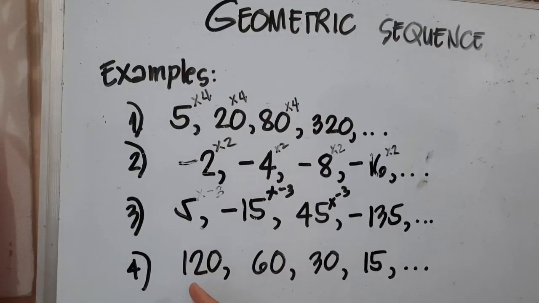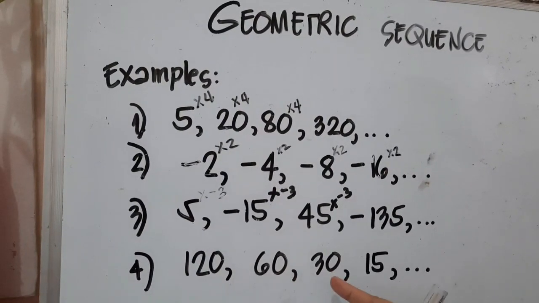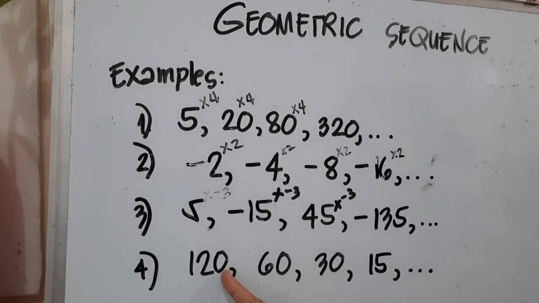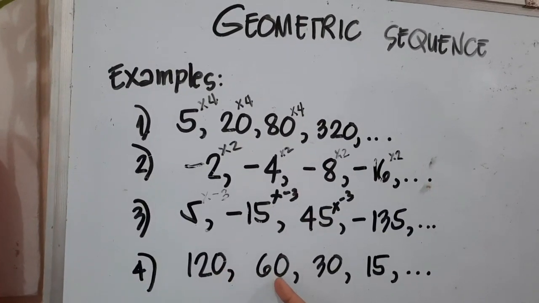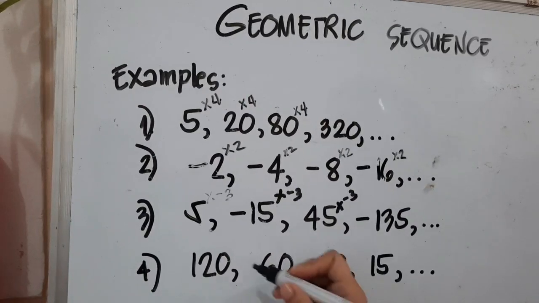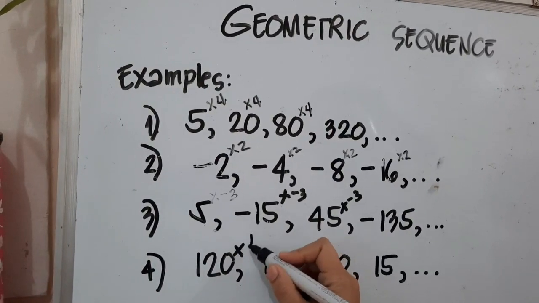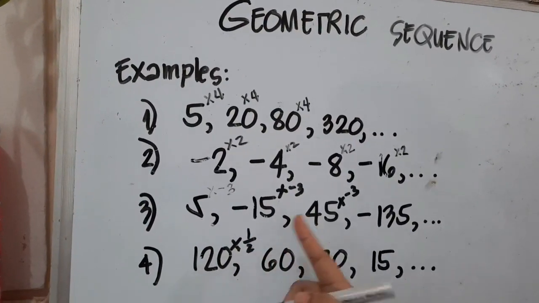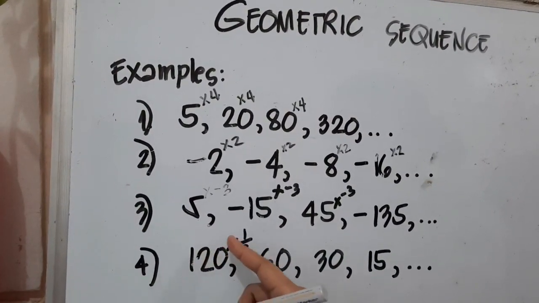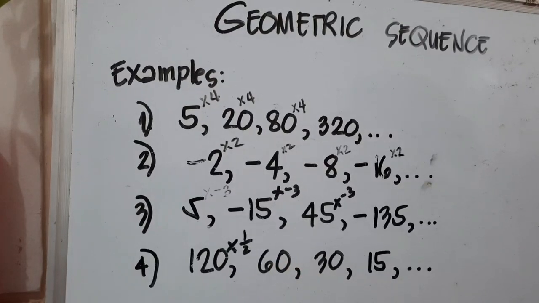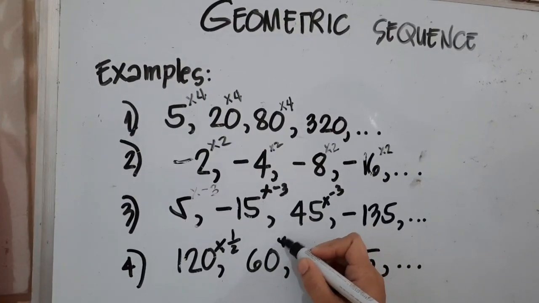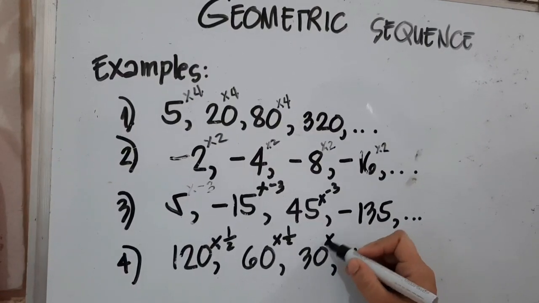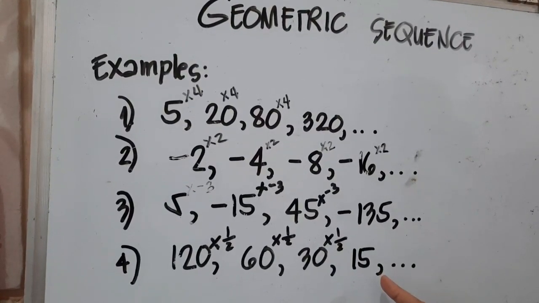Last but not the least, is number 4. Let's see. This is 120. What did we do with 120 to obtain 60? Absolutely. We multiply that one by 1/2. 120 times 1/2, or in shortcut, that will become 120 divided by 2. That will give us an answer of 60. 60, the same, multiplied by 1/2, is 30. And 30 multiplied by 1/2, that is 15.